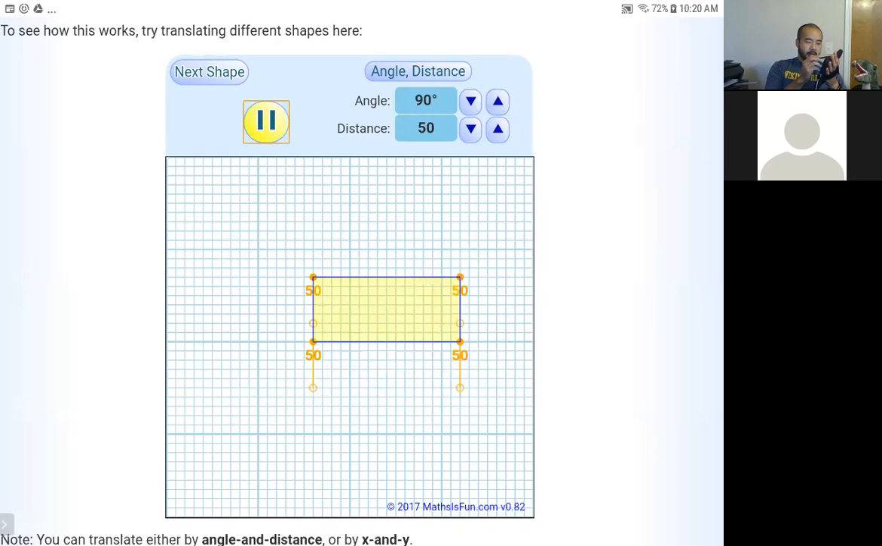So this is a great tool. Let's go this way this time. If you like it, you can do the one that has more customizable shapes, but this is what we're doing. These are translations. You move each point that far in that direction, and then you just slide the whole figure over.